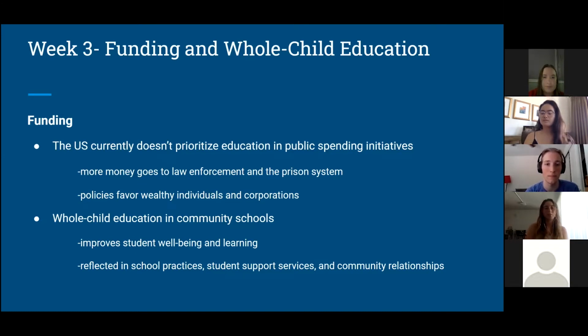to fund public education. And we also learned about whole child education in community schools and how it improves student well-being and learning. And this is reflected in school practices, student support services, and in the relationships that schools form with the communities that their students are a part of.